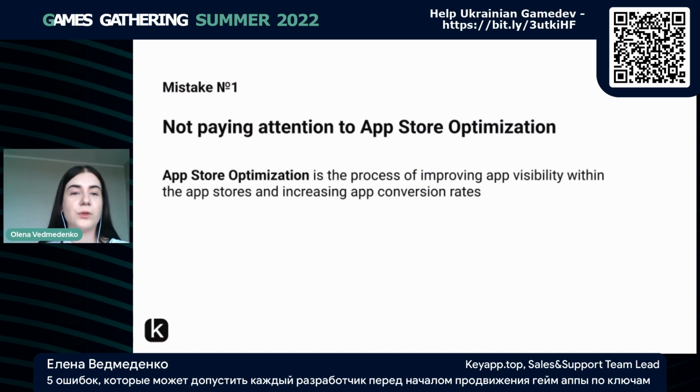So the first mistake I would like to focus on is not paying attention to app store optimization and believing that keyword install services alone can help you get organic traffic. App store optimization is a process of improving app visibility and increasing app conversion rate. At this stage, you may ask why you need to spend a lot of time trying to optimize the app and looking for keywords. The answer is pretty simple. It is needed to help your potential users find your app in the store and download it.